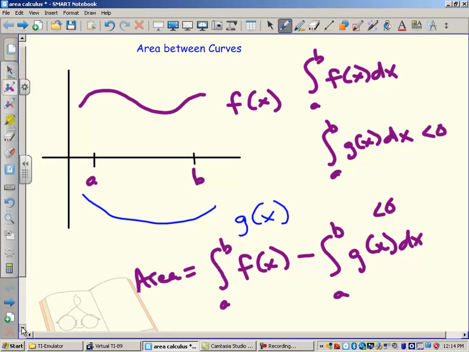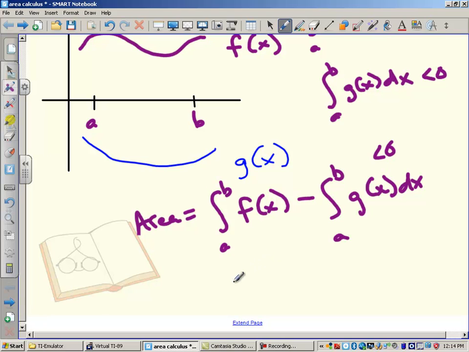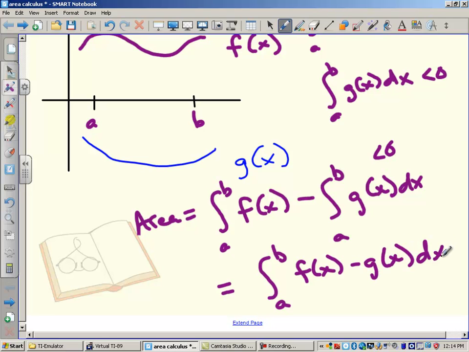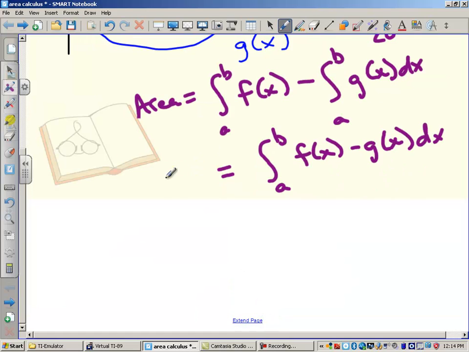Now this can be shortened so you don't have to do two integrals. We can call this the integral between a and b of f of x minus g of x. Now, it does not matter where the x-axis is. What you have to do, if you want to find the area between two curves, is make sure you are always doing the top function minus the bottom function. You will always find a positive area if you do it that way. Let's get right after this and see some examples.